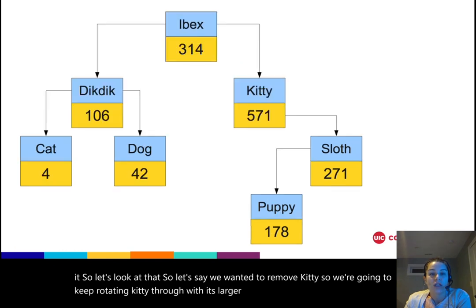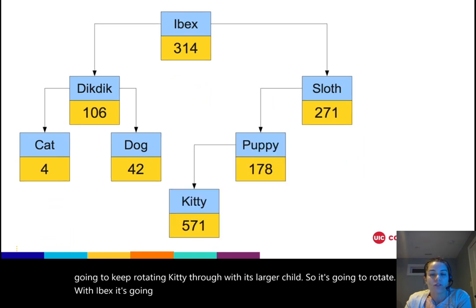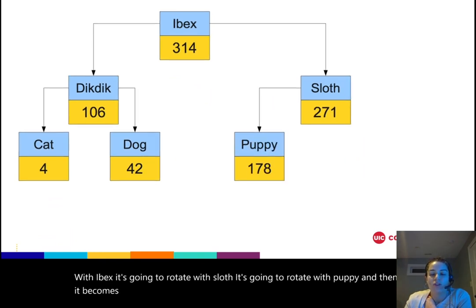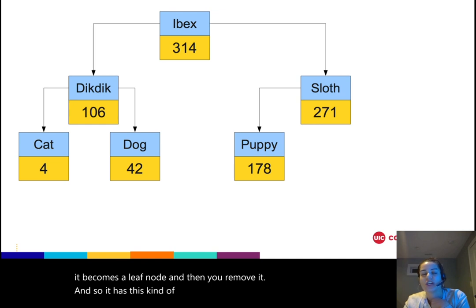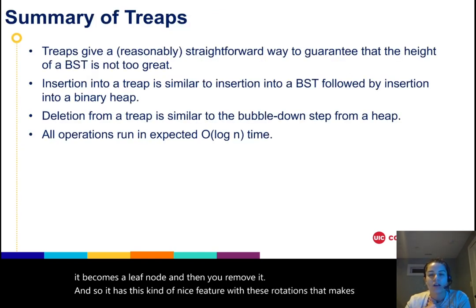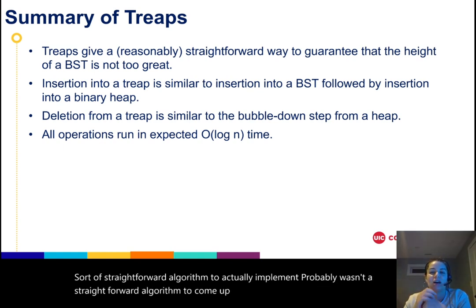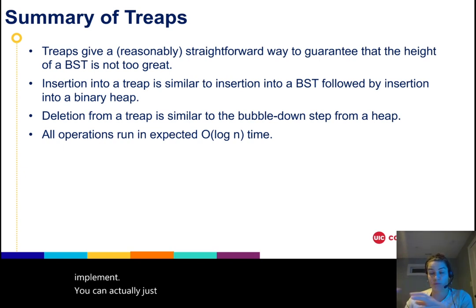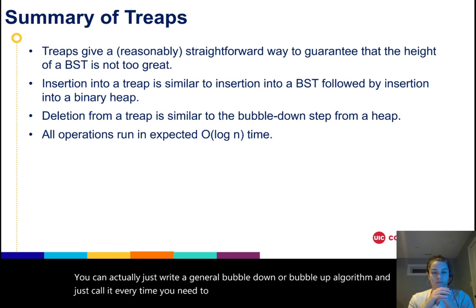So it's going to rotate with Ibex, it's going to rotate with Sloth, it's going to rotate with Puppy, and then it becomes a leaf node, and then you remove it. And so it has this nice feature with these rotations that makes it a straightforward algorithm to actually implement. Probably wasn't a straightforward algorithm to come up with, but it's definitely easier to implement. You can actually just write a general bubble down or bubble up algorithm and just call it every time you need to do these operations.